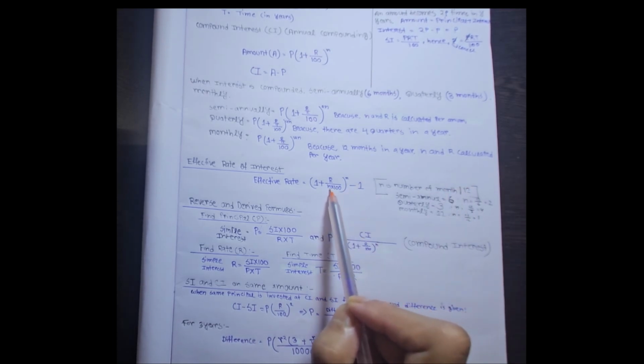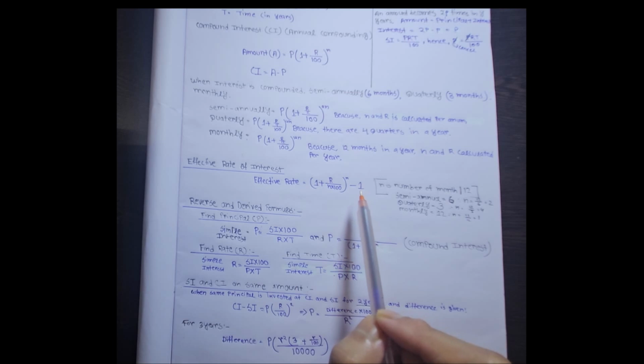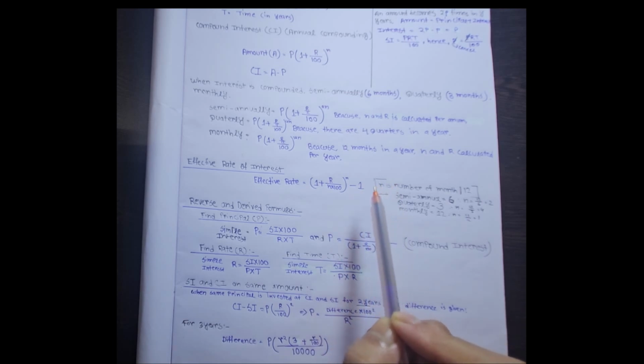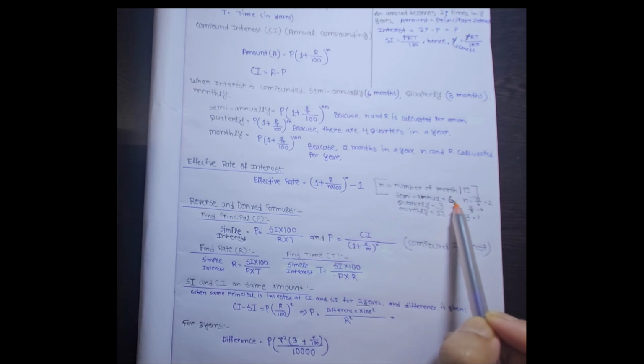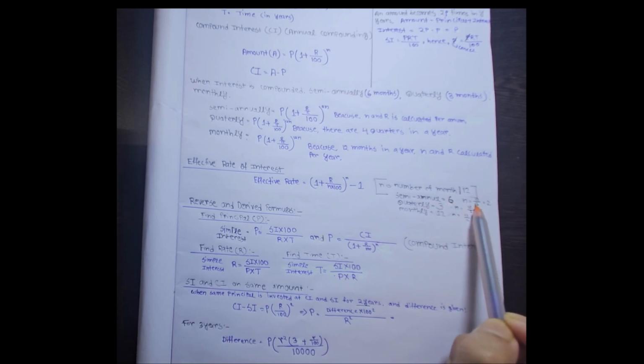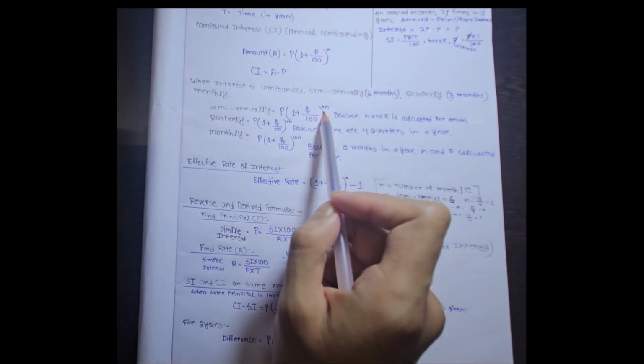So if it is 1, then it would be 100 only. But if they are giving it semi-annually, the number of months would be 6. It would be n equals 12 by 6, which is 2, as we calculated here.